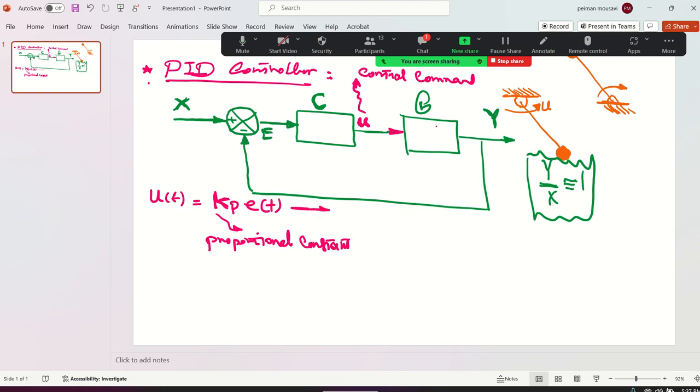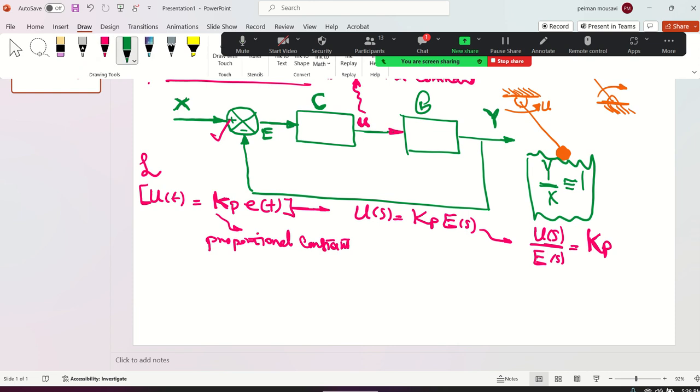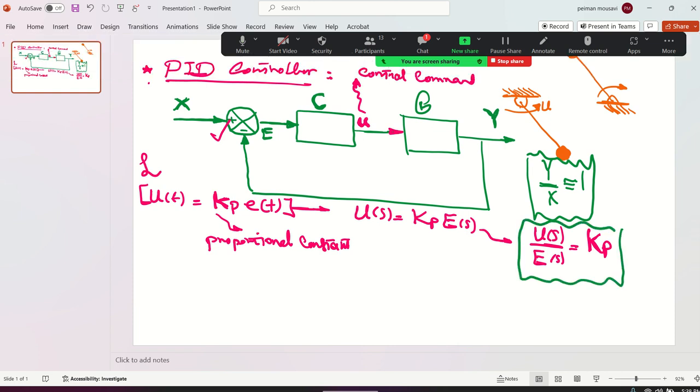So if you apply the Laplace in both sides, U of s is going to be Kp times E of s. For what? For this unity feedback block diagram that eventually I'm gonna take to Simulink and then MATLAB by coding. On the other hand, if the transfer function of U of s over E of s is Kp, a gain, proportional gain, your controller is named a P controller. This is the transfer function for the P controller. Bear with me, I have too many things to talk about. This is case 1, case A.